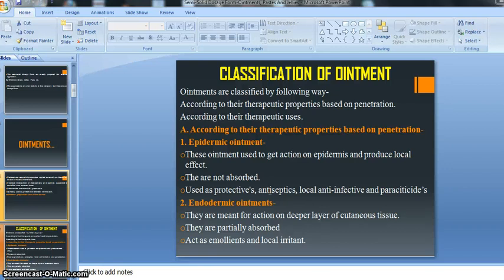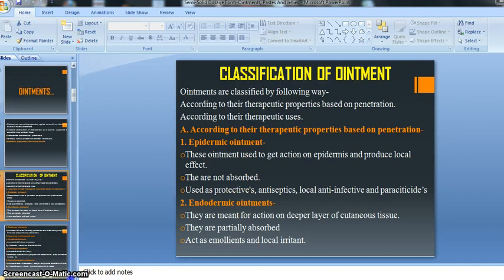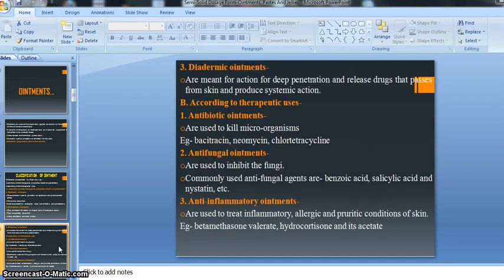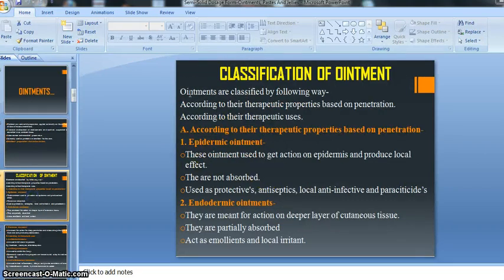We know that the epidermic ointment has very little or no absorption from any layer, but the endodermic ointment is partially absorbed from the epidermis layer of our skin, right? But the diadermic ointment has a deep penetration power, because it passes through all of our skin layers and comes in contact with our systemic circulation, that is the blood, right? This is our classification based on penetration.